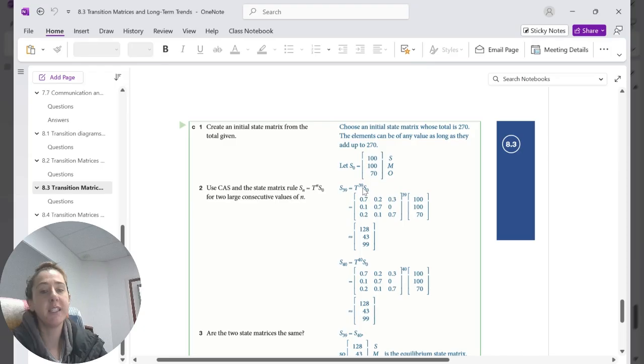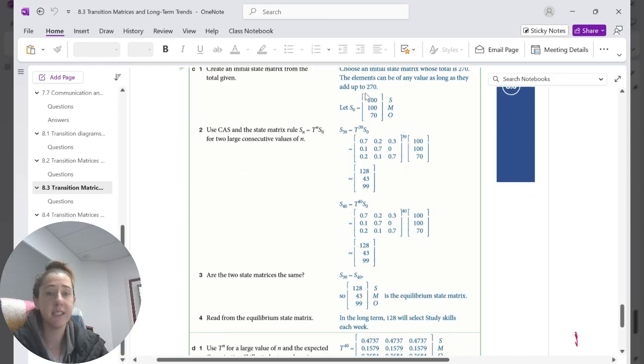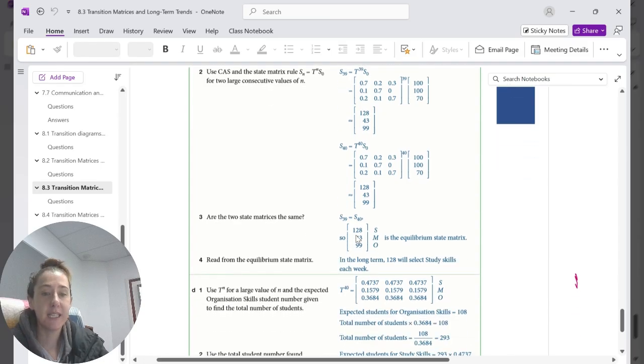So we're raising T to the power of 39 times our initial state, T to the power of 40 times our initial state. The initial state that we created, as long as it sums to the correct total, is all that matters. So when we do that, we end up with our steady state or equilibrium state. In the long term, we are going to end up with 128 students selecting study skills, 43 and 99 for the different categories. So then we can read straight from that matrix that in the long term, 128 students will select study skills.